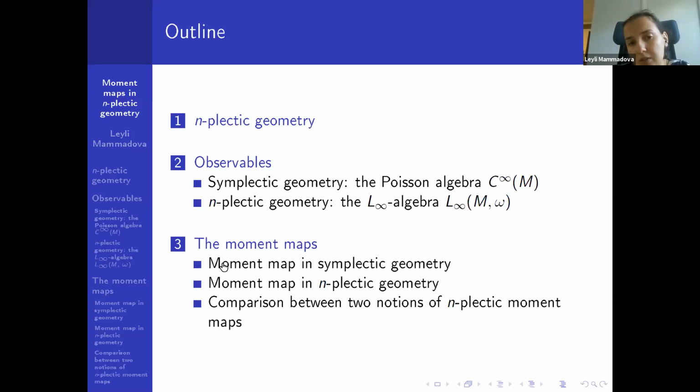And then finally, in the third part of the talk, I will introduce the moment map, first in symplectic geometry, because I think it will give you more intuition of what it's about. And then in emplectic geometry, and then if time permits, I will compare two notions of moment maps in emplectic geometry. This part of the talk will be based on joint work with Leonid Rivkin, who I saw in the audience. Hi there. Okay, so then let's start.